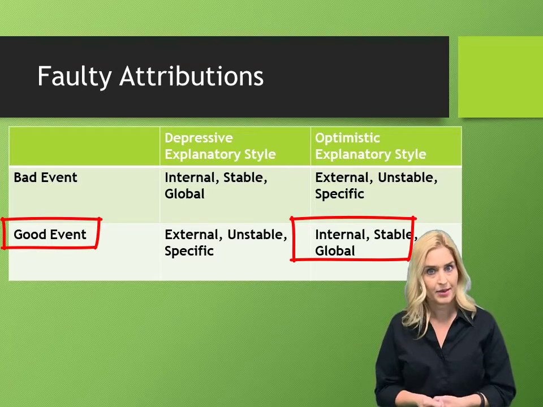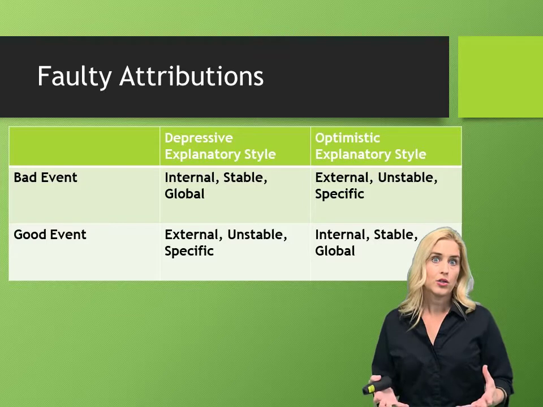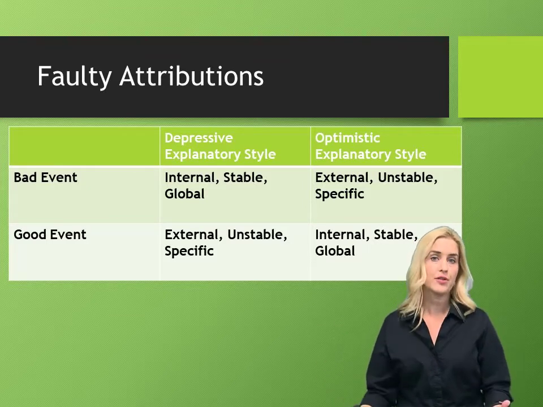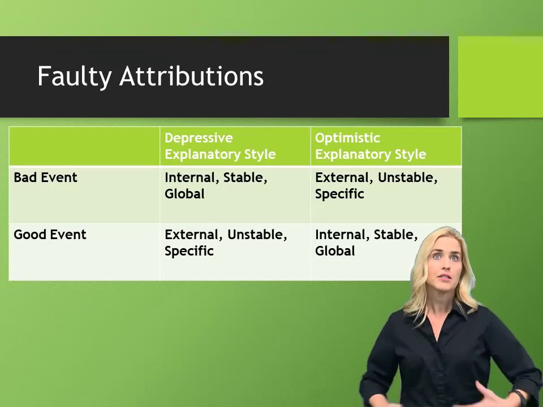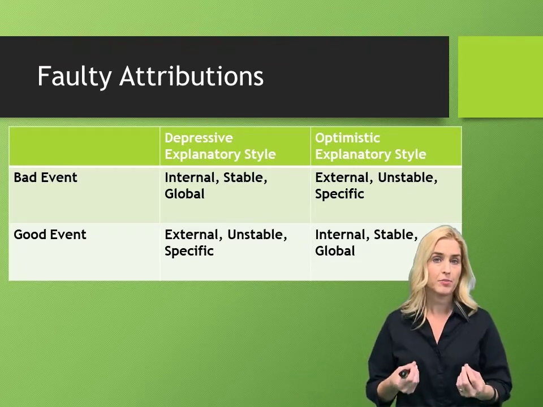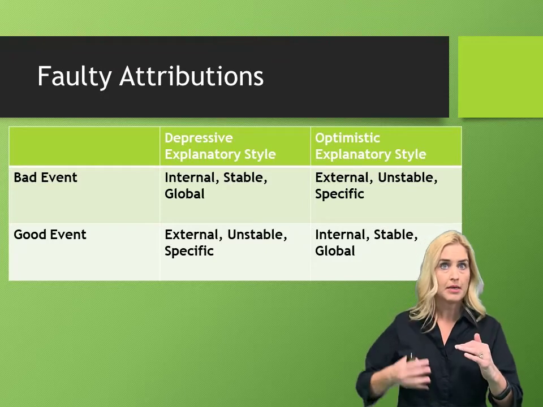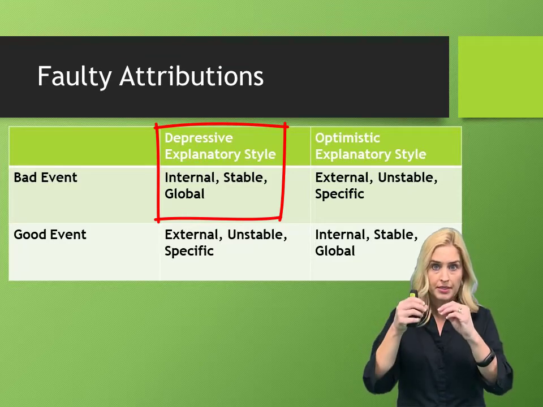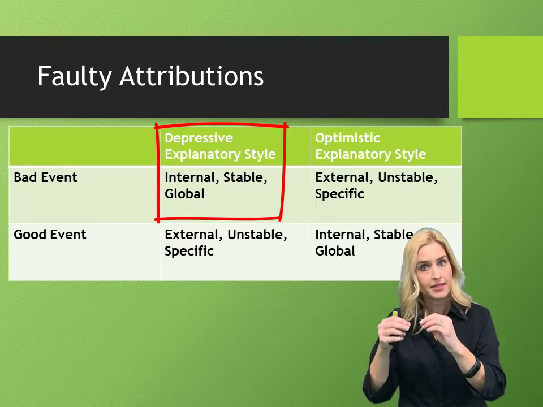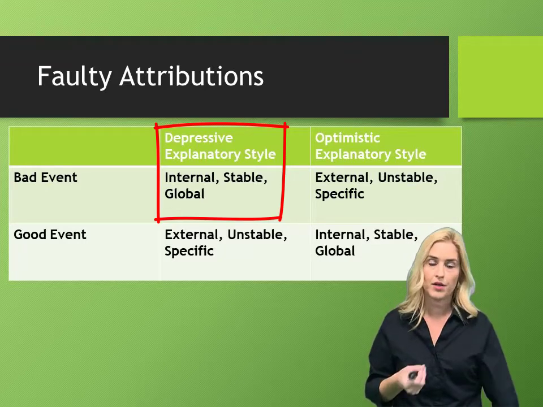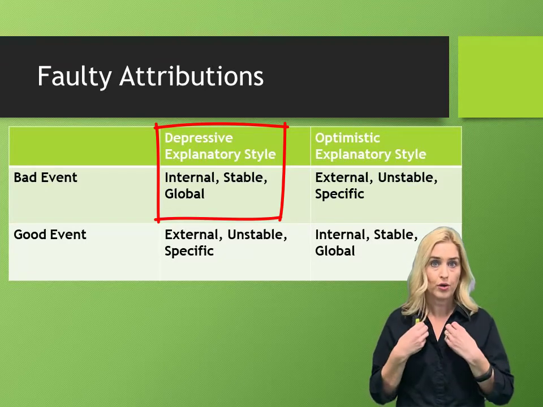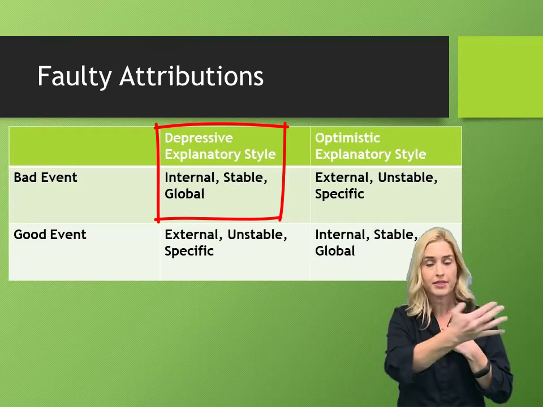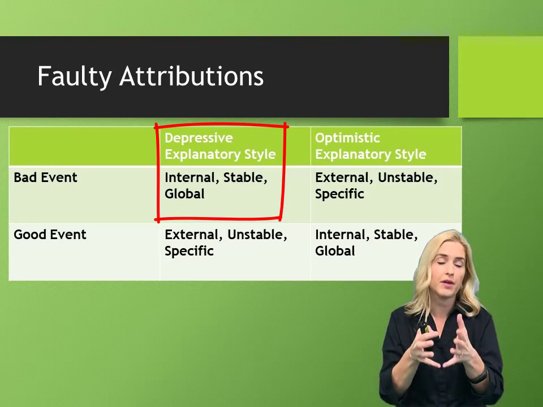So I'm going to give you an example. Let's say you go to a parking lot and you park your car and you come back after the event and you can't find your car. Someone who has a depressive explanatory style, so we're talking about a bad event, right? Someone who has a depressive explanatory style is going to see that as internal, stable, and global. So they might say something like, I can never find my car. This always happens to me. Internal, it's me, right? Always happens, stable, and global. It's happening everywhere. This isn't just one specific incident.